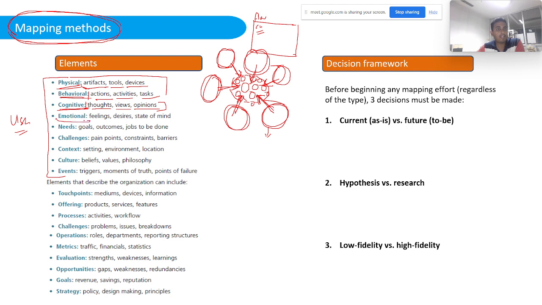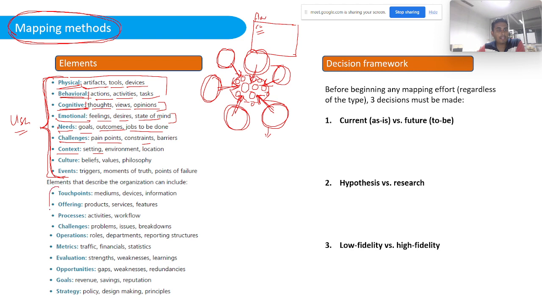Then you have emotional elements, which are their feelings, desires, state of mind. Probably you can observe them in their facial features. Then there are user needs and goals. Okay, then challenges, pain points, then context, the setting. So we collect all this information. We identify and segregate all this information from the data generated from a user study, and then we use this information for mapping purposes.